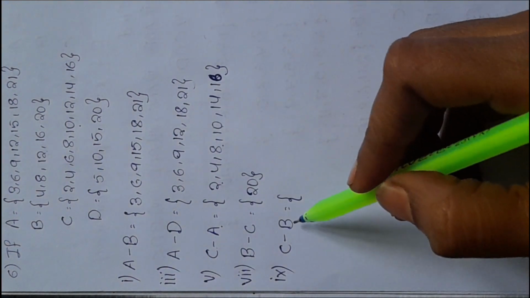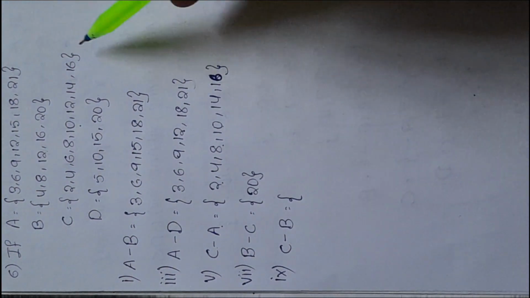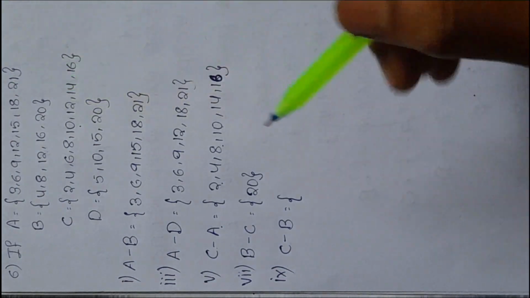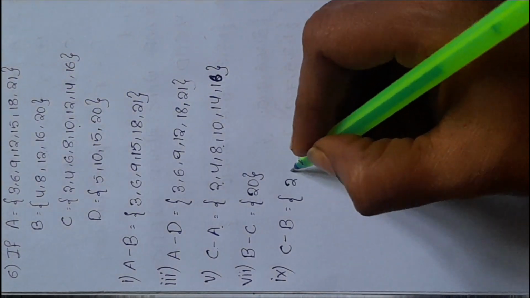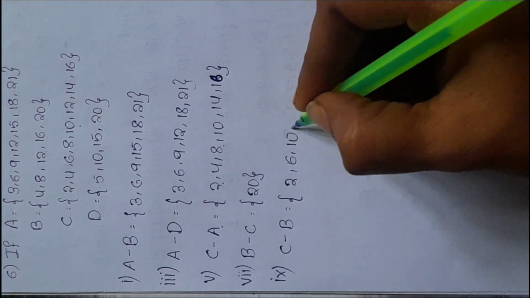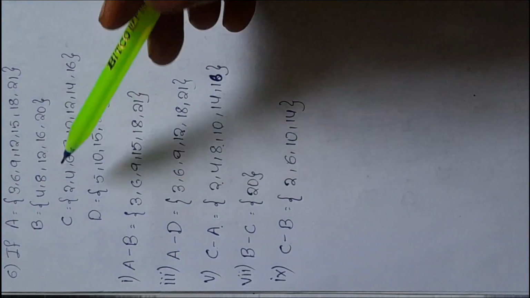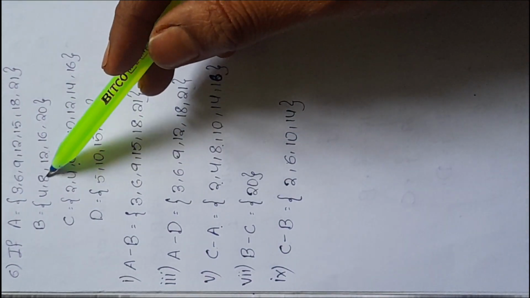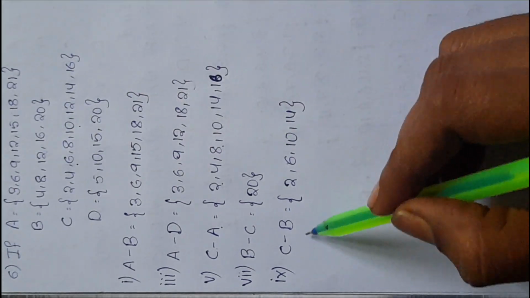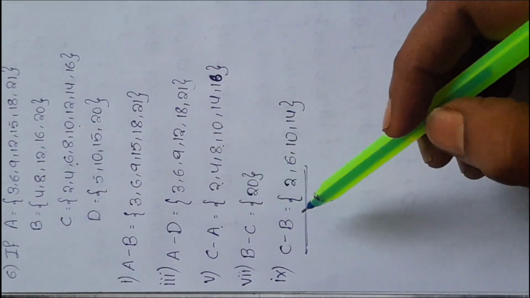Ninth question is C minus B. All the elements which are present in C and not in B should be taken. So C minus B is 2, 6, 10, 14, because 4, 8 are also present in B. So we should not take 4 and 8. 5 are done for you and the rest 5 you do it yourself.